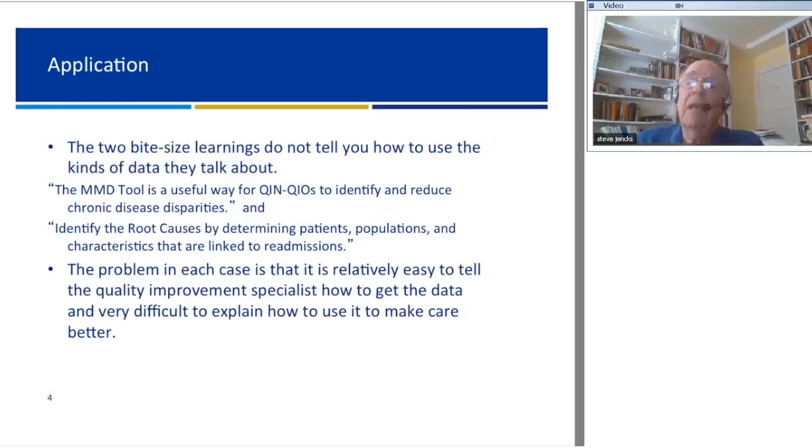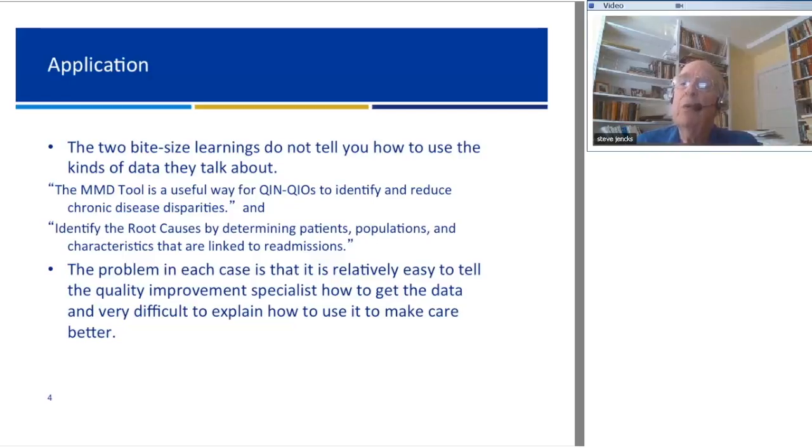The second bite-sized learning on your plate includes the words that you should identify the root causes by determining patients, populations, and characteristics that are linked to readmissions. Well, what I would say is that those pieces of information about patients, populations, and characteristics are important information which can often be gotten by demographic and other kinds of analysis. And some of the barriers can be gotten by asking questions of the patients at registration or at other times. But what cannot be done so easily is to determine the root causes.